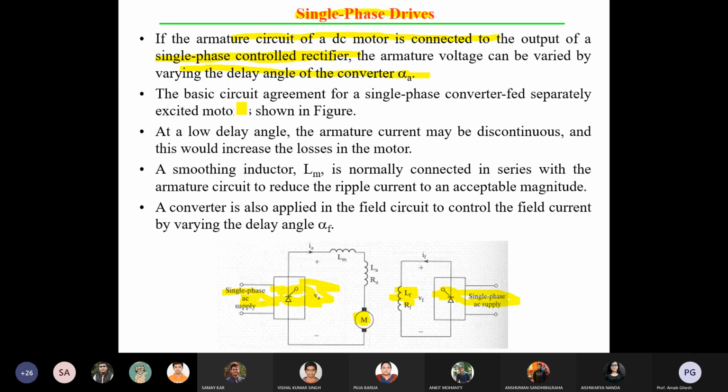The basic circuit arrangement for the single phase converter fed separately excited motor is shown in the figure. It is showing a separately excited motor. At a low delay angle, the armature current may be discontinuous.